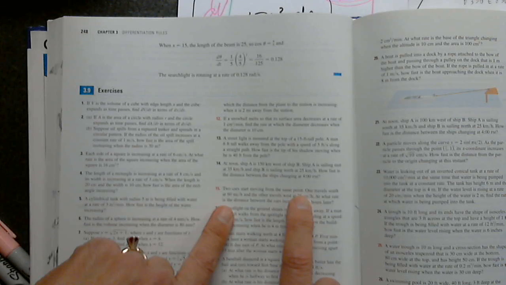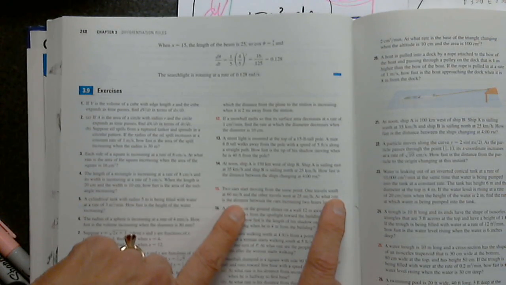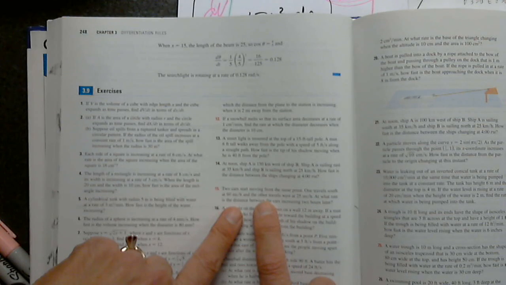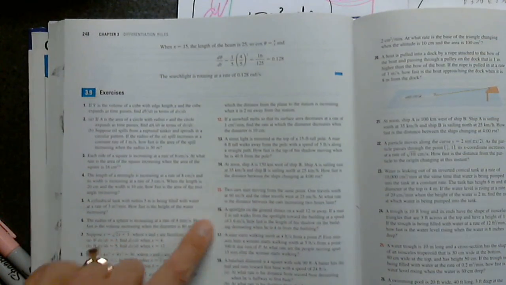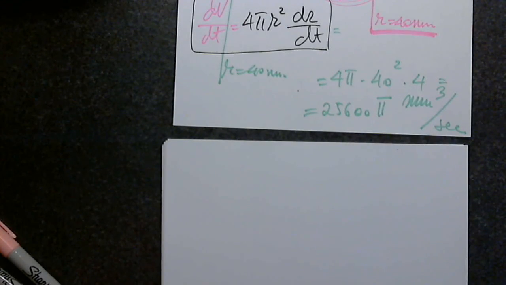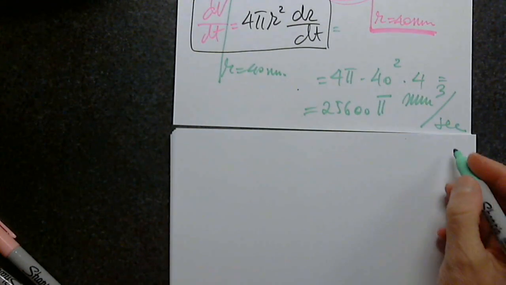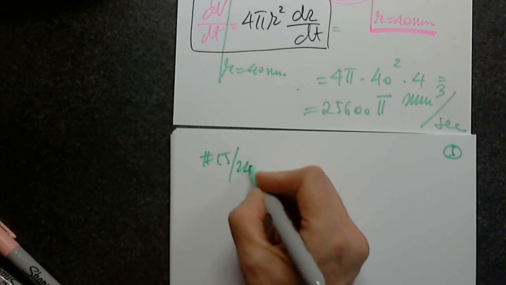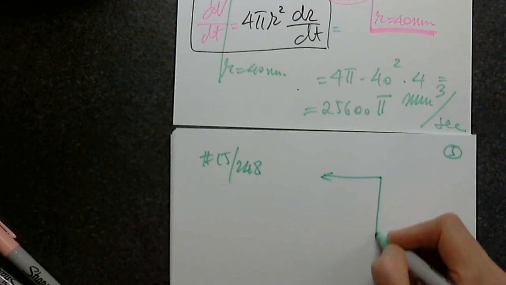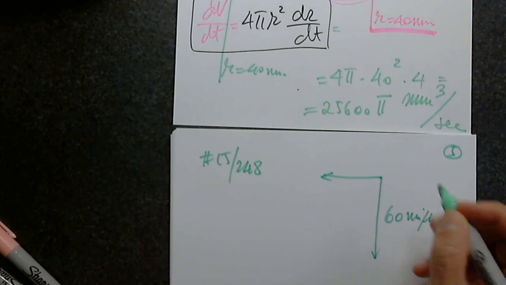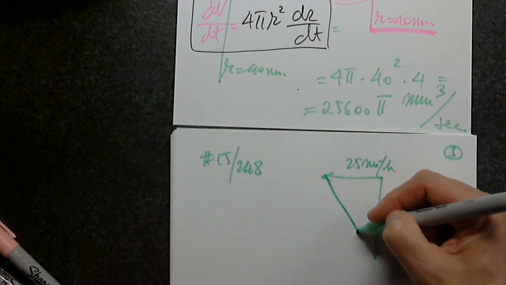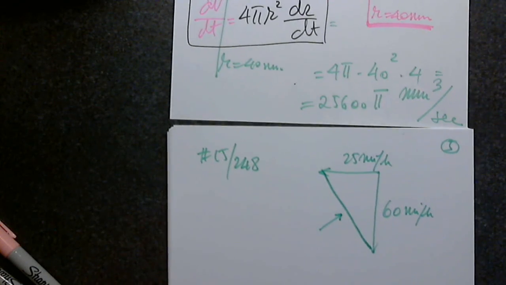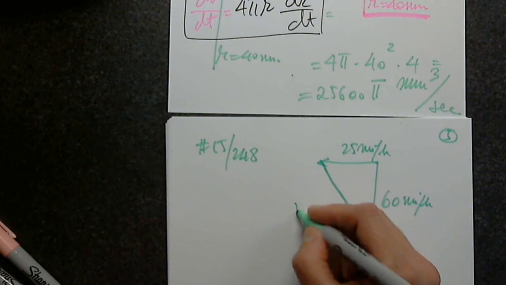Two cars start moving from the same point. One travels south at 60 miles an hour and the other at 25 miles an hour going west. So south and west. At what rate is the distance between them increasing 2 hours later? So that is problem 15 on page 248. 60 miles per hour, 25 miles per hour. And we want to determine the rate of change of this distance, and I cannot write d, so I have to write w.